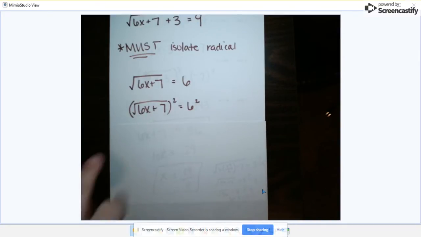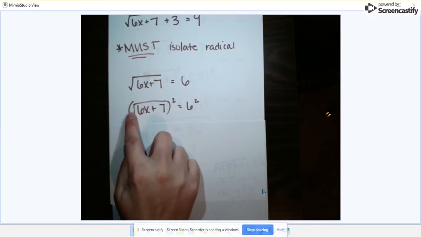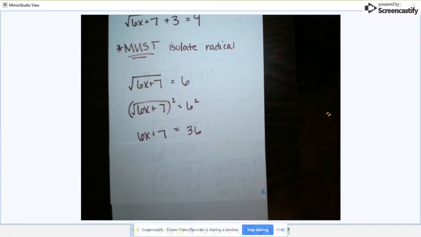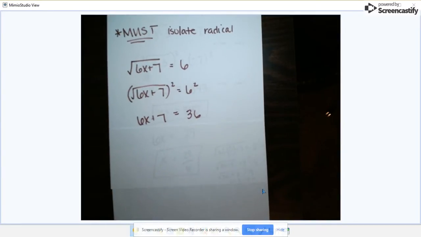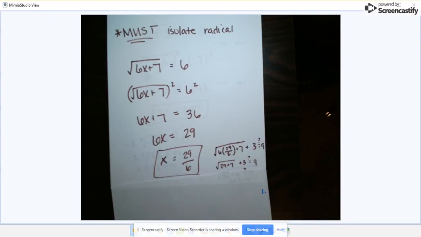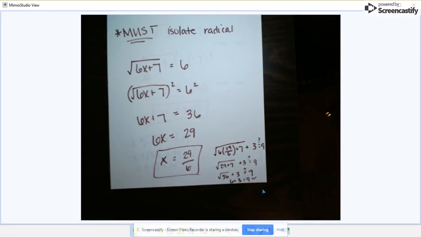The reason we do that is because we need that square to cancel off our square root. So the left side is 6x plus 7, and then 6 squared is 36. Now this is a two-step equation from Algebra 1. Subtract your 7 and get 29. Divide by 6. Our answer is 29 over 6, which is okay.